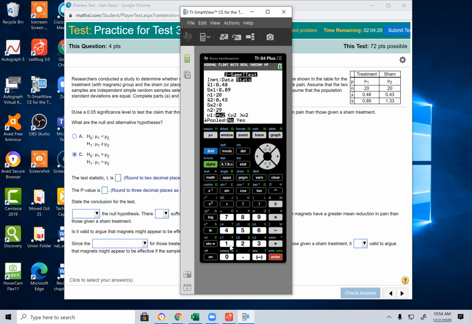S2 is 1.33, and N2 is 20 as well. And guys, we're testing that the alternative is mu1 bigger than mu2. He says assume standard deviations are equal. So what do I use, yes or no? Yes.